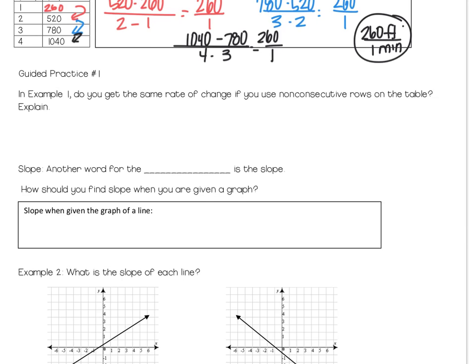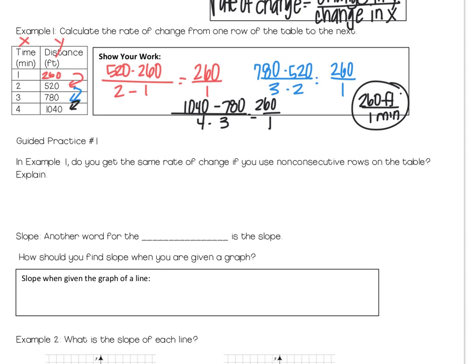Guided practice number 1. I want you to answer the question, in example 1, do you get the same rate of change if you use non-consecutive rows on the table? What that means is, if you look back up here, and I did the rate of change between 260 and 1040 and just skipped way ahead, would I still get the same answer? Pause the video, try to answer the question on your own, and then resume the video when you're finished.